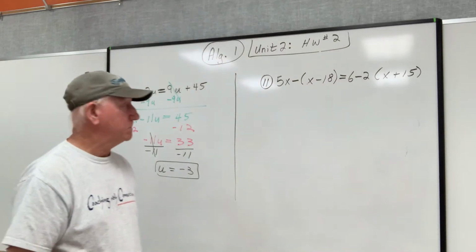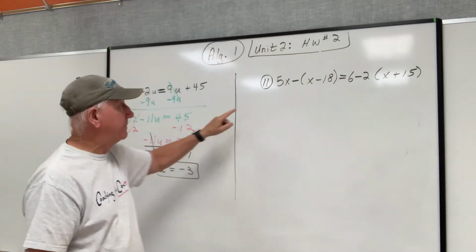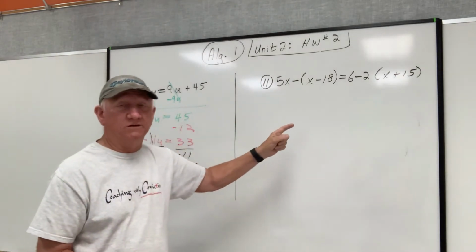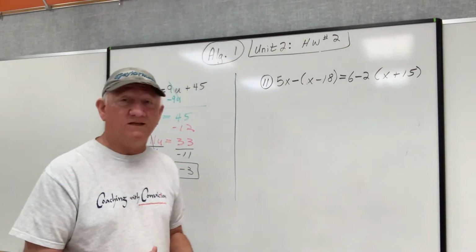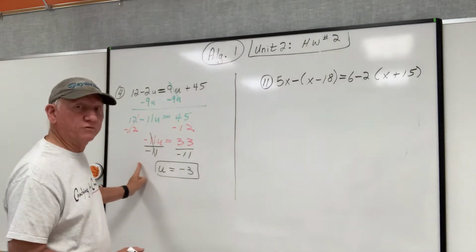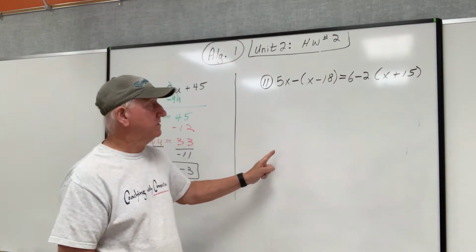Okay. Now, let's go to number 11. Now, I picked number 4 and number 11 because they look like they may be as hard as any of the ones you'll see. Number 4 was on the first page of your notes. Number 11 is on the second page of your notes.